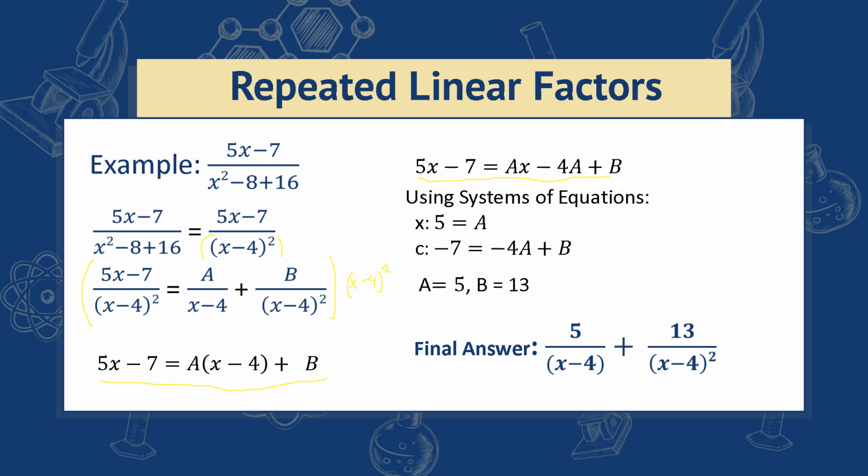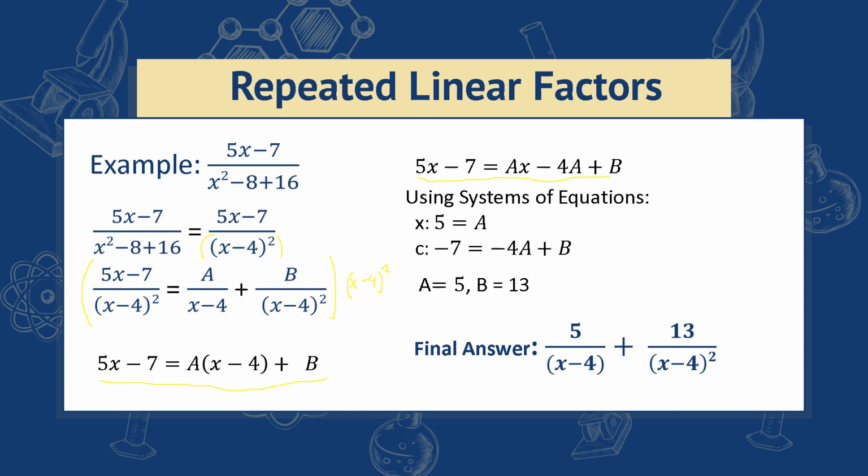Here, we can use a system of equations since we want to equate the x's and the non-x's. So for the x's, we have the coefficient of 5 on the left side, and on the right side, it only has the coefficient of a. So the first equation is 5 is equal to a. For the constants, it will become negative 7 is equal to negative 4a plus b.